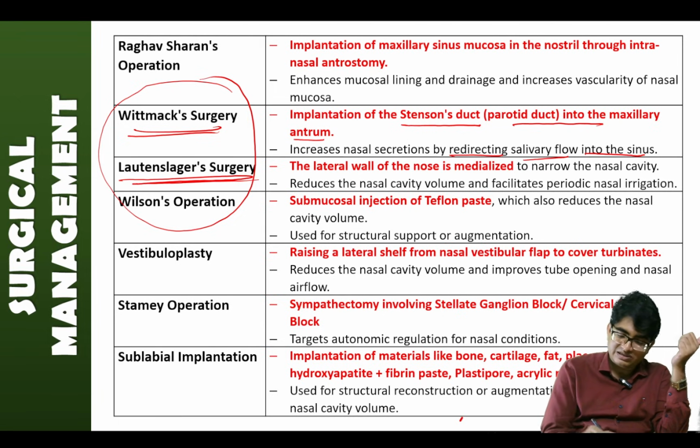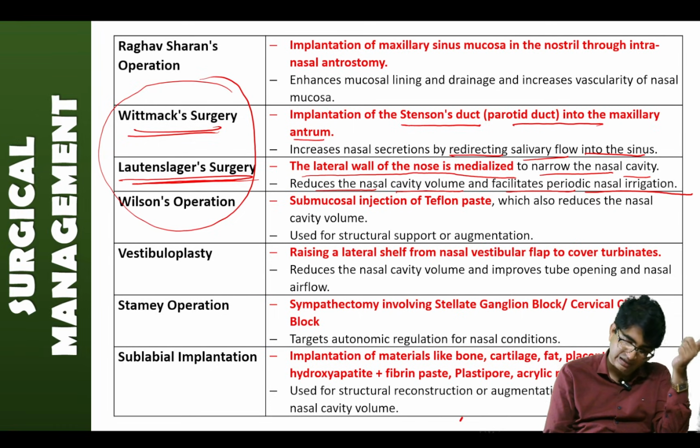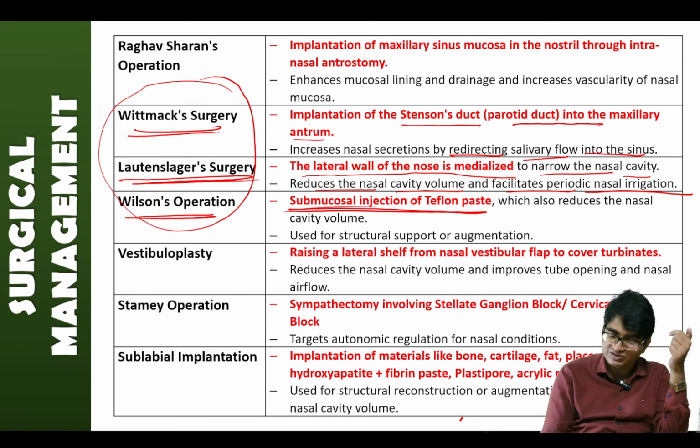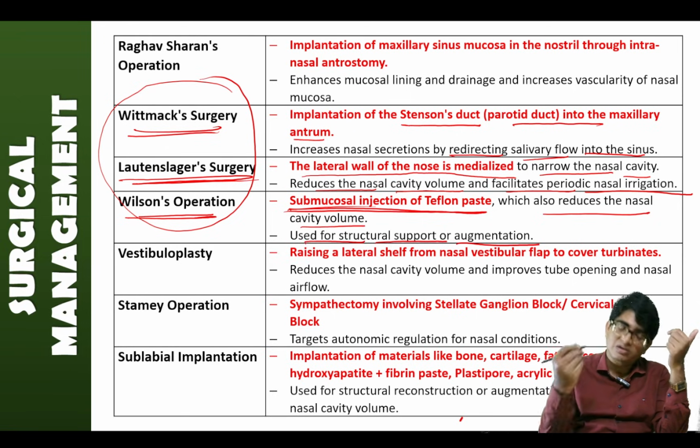Secondly, Lautenslager surgery, wherein the lateral wall of the nose is medialized to narrow the nasal cavity. It will reduce the nasal cavity volume and facilitate periodic nasal irrigation. And Wilson's operation, submucosal injection of Teflon paste. It also reduces the nasal cavity volume and is used for structural support or augmentation.